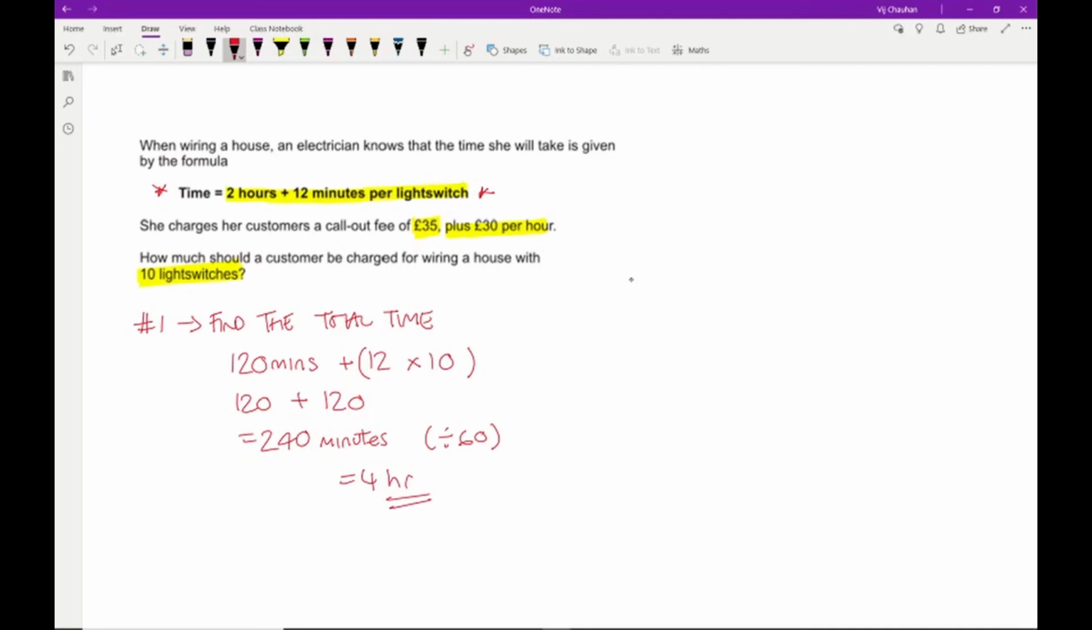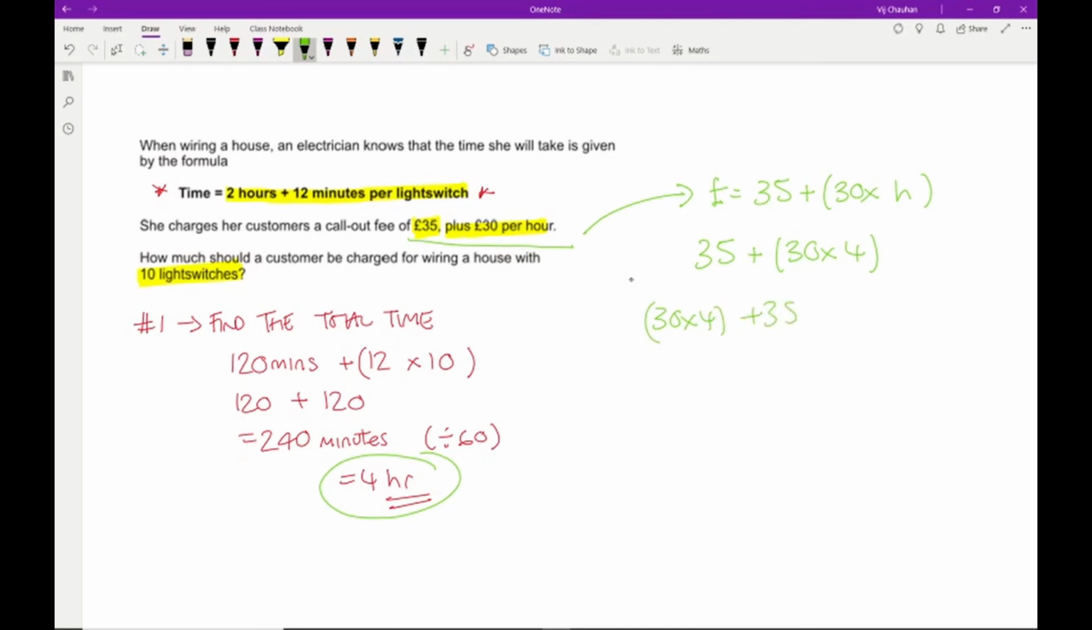Now the next thing I then need to do is work out the cost. So if I just highlight this now in green, we're going to move over here. So her total cost is going to be £35 plus 30 times for every hour that she's worked. Now we've already worked out that the number of hours that she's going to work is 4 hours, so it's going to be 35 plus 30 times 4. Now you might want to do this the other way around, so 30 times 4 plus 35. So 30 times 4 is 120 plus £35, so she's going to charge a total of £155.